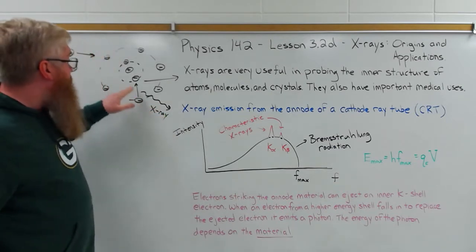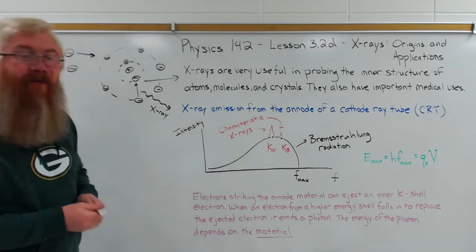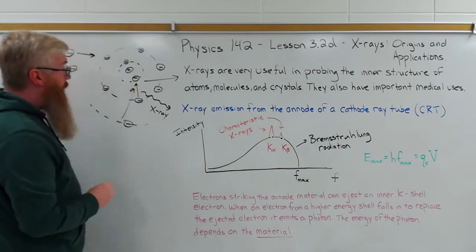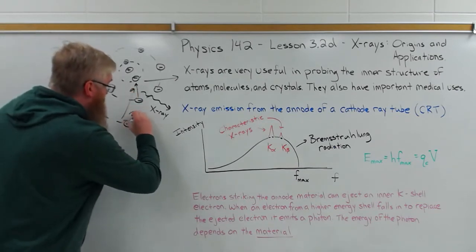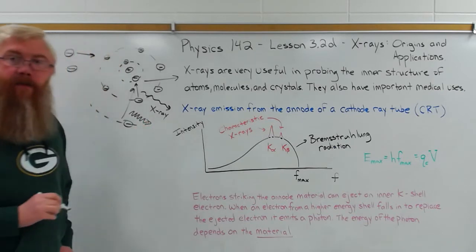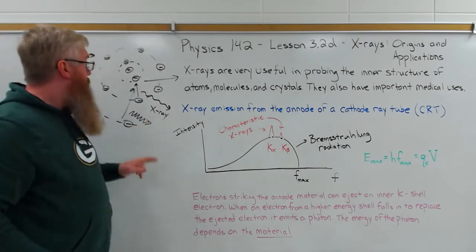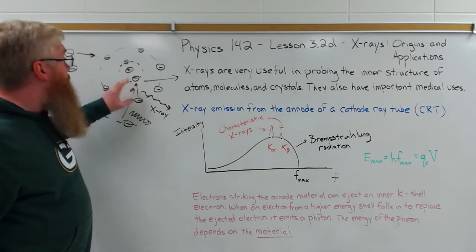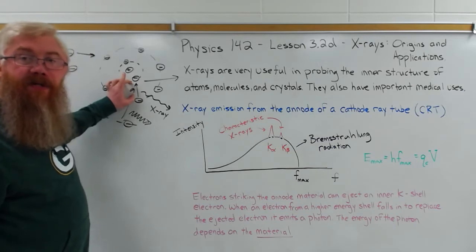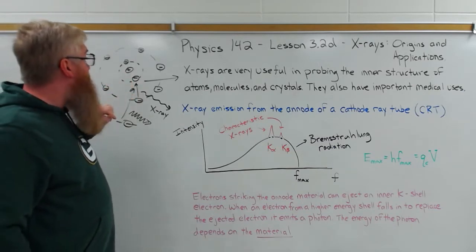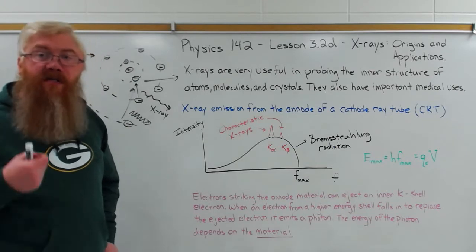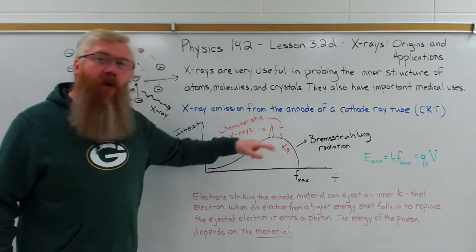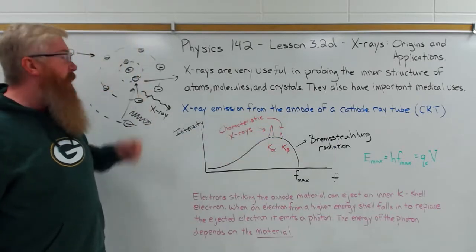How energetic that X-ray is depends on how big of a jump it falls. Maybe the electron jumps from a higher orbit, giving you a bigger jump, giving you a more energetic X-ray. How big an X-ray that comes off of this jump depends on the energy transition between these two states. That energy transition between the two states is material specific. So we can use X-rays in this setup to probe the inner workings of atoms.